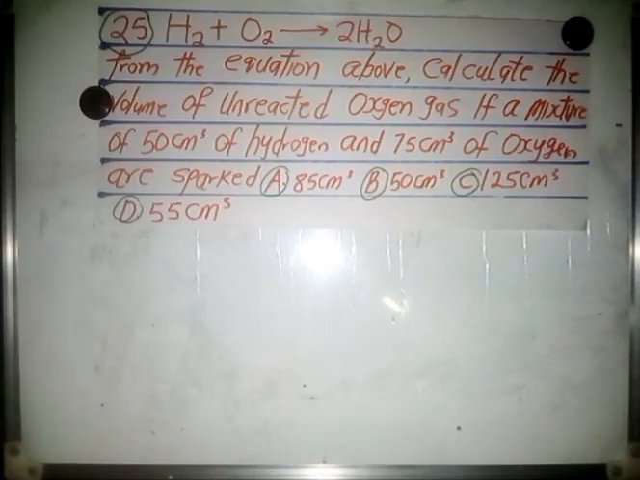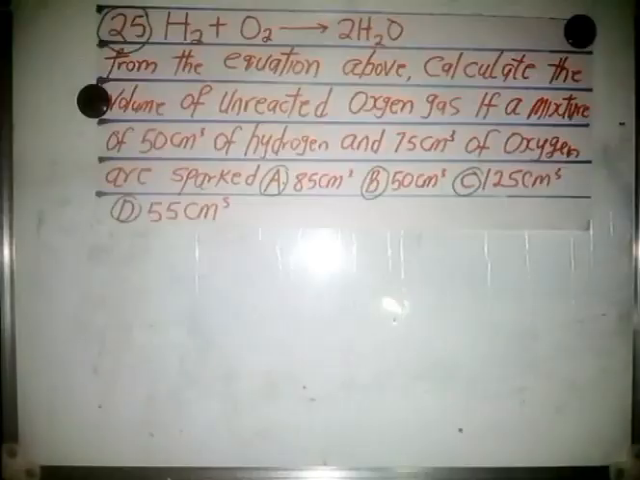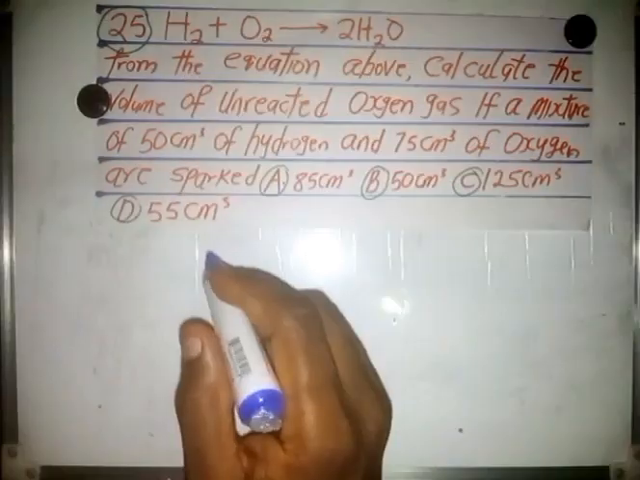So number 25, you are given this reaction, and it said from the equation above, calculate the volume of unreacted oxygen gas if a mixture of 50 cm³ of hydrogen and 75 cm³ of oxygen are sparked. Alright, for this Avogadro's equation or question, the first thing you have to do is to balance the equation. Once you don't balance the equation, your answer will be wrong. So first of all, balance this equation.